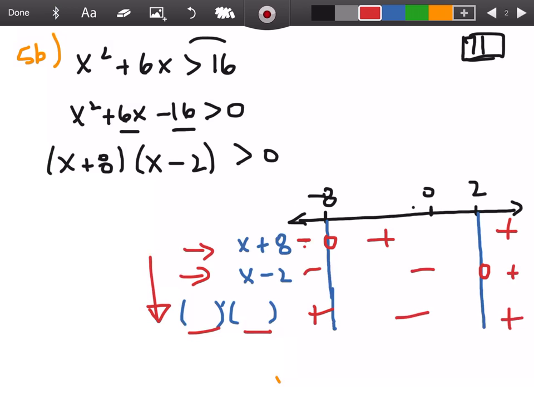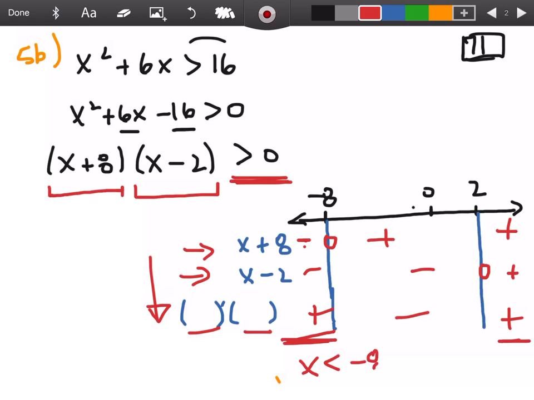Now I can actually solve the problem. I can determine the range of values of x. Since I want it to be greater than 0, that means what value of x results in a positive value when you multiply these two quantities together. Does that make sense? Think about that. When you multiply x plus 8 times x minus 2, and I want it to be greater than 0, that happens right here in this range and over here. So that happens when x is less than negative 8, or when x is greater than 2.